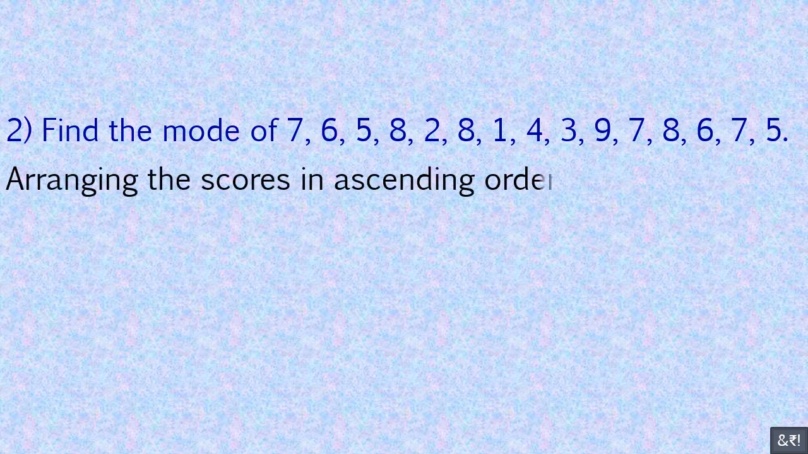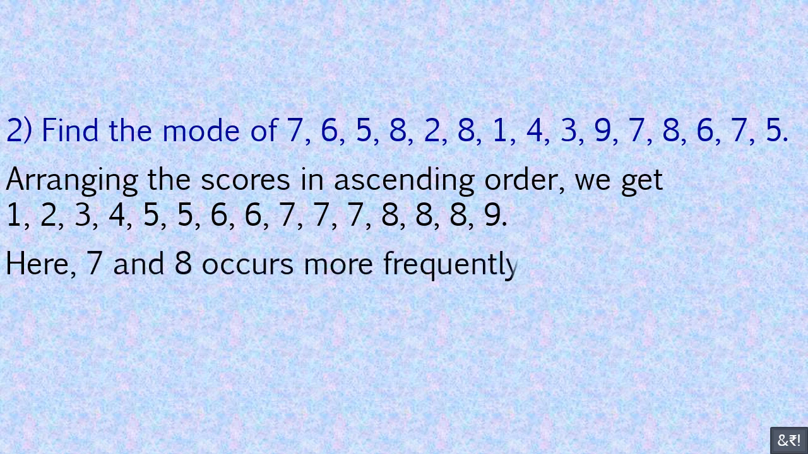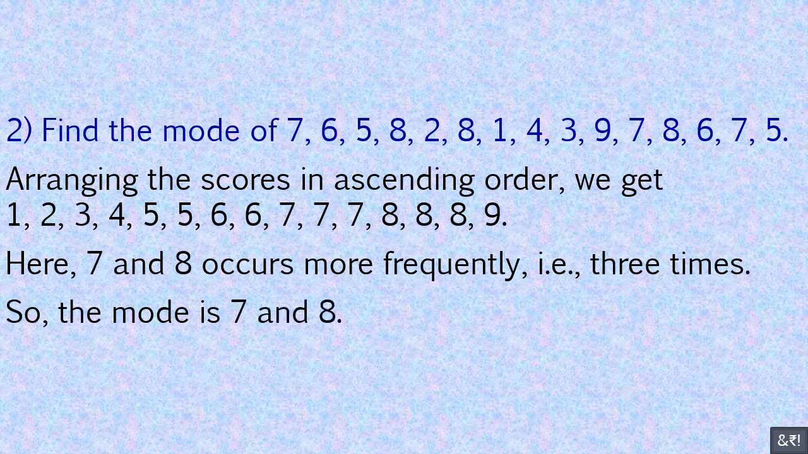Example 2. Find the mode of 7, 6, 5, 8, 2, 8, 1, 4, 3, 9, 7, 8, 6, 7, 5. Arranging the scores in ascending order, we get 1, 2, 3, 4, 5, 5, 6, 6, 7, 7, 7, 8, 8, 8, 9. Here, 7 and 8 occur more frequently, that is, 3 times. So, the mode is 7 and 8.